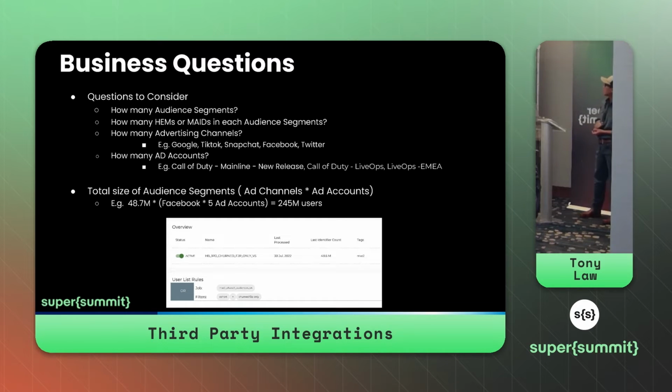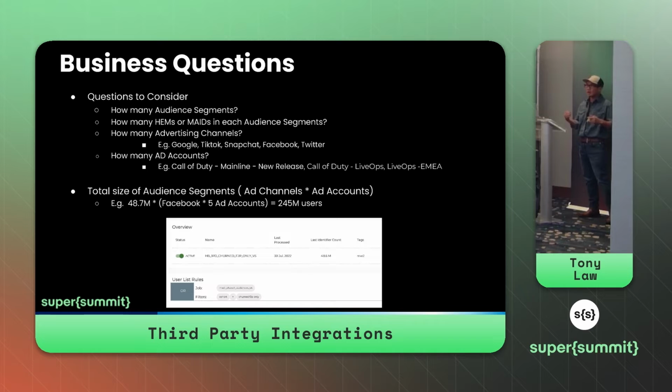The first lesson I have learned from working in activations is understanding the customers. How many audience segments are they planning to build? Because that's a big unknown. How many audiences will probably fall into each segment? And lastly, the third is how many ad channels are they planning to have? For the basic channels, you get the big five: Google, TikTok, Snapchat, and Facebook. And each of them has their own ad account. So that's the big multiplier that a lot of times we forget.